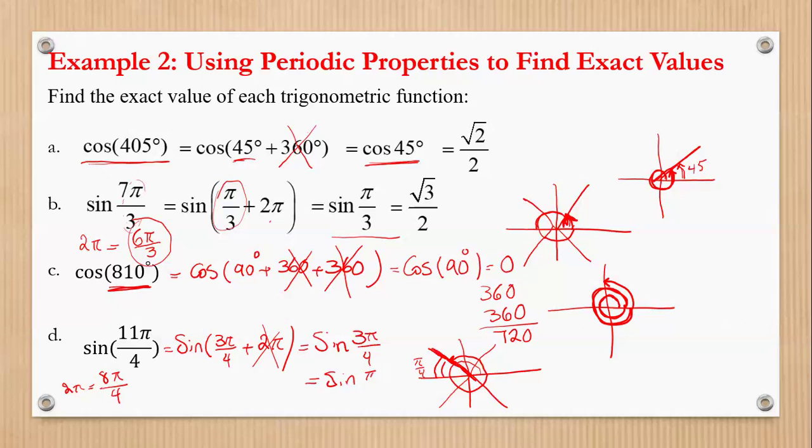And since it's in the second quadrant, sine is positive, so I keep it positive. And the sine of pi over 4 is root 2 over 2. So you can say the sine of 11 pi over 4 is exactly the same as the sine of 3 pi over 4, which is exactly the same as the sine of pi over 4, and the answer is root 2 over 2. This is how we use the periodic properties of these functions to remove each rotation.